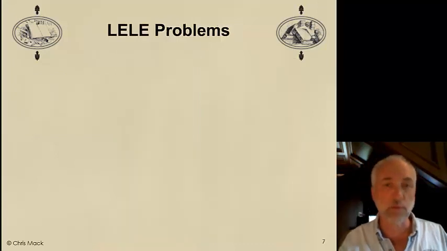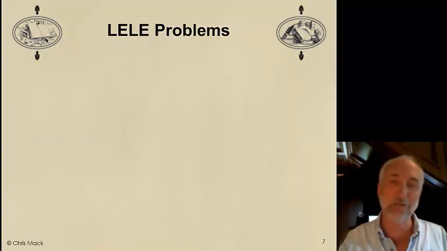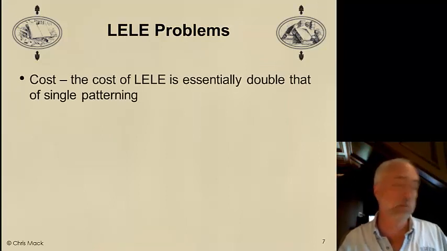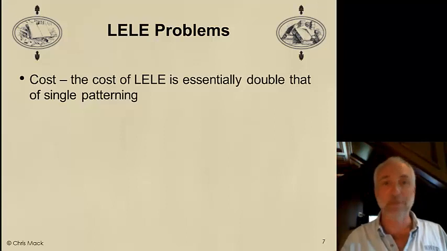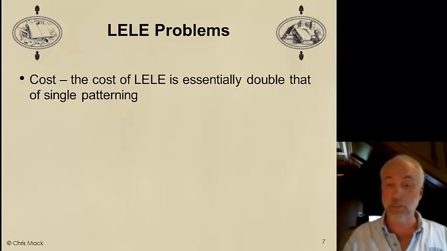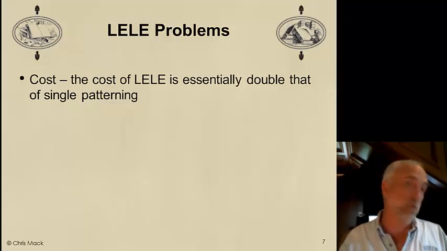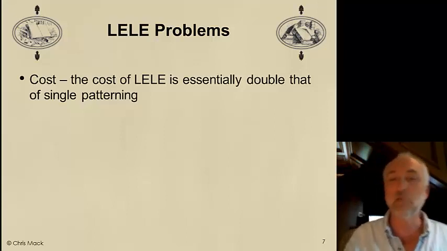There are problems with LELE, Litho-Etch-Litho-Etch. For example, cost. Well, we're doing litho and etch twice. So we have essentially double the cost of a single patterning operation. Well, this is not good. We like to keep our costs low. Doubling the cost is a bad trend.